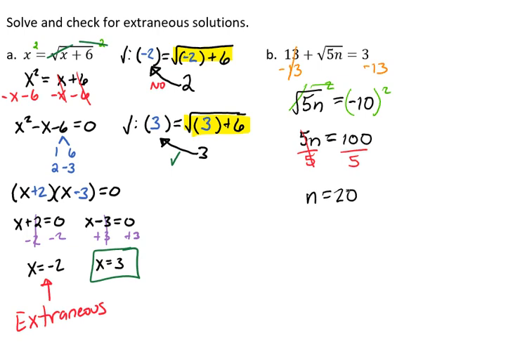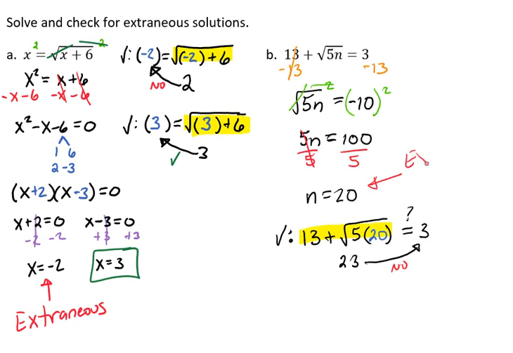Now we want to plug that 20 in and make sure that it works. So let's plug that in right here. 13 plus the square root of 5 times our 20, and we want to know, does that equal 3? This time we're going to be plugging this side into our calculator, and when we do that, we get 23. So when we compare that, we see that it does not work. So this is going to be an extraneous solution. And in this situation where we don't have any other answers, that means the answer is going to be no solution.